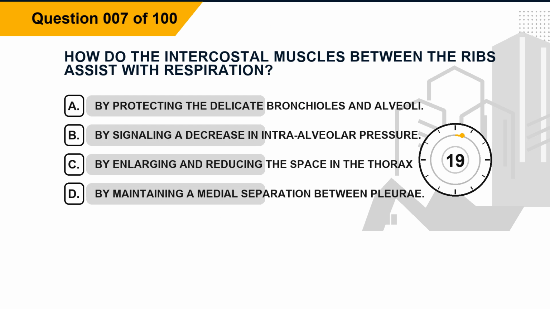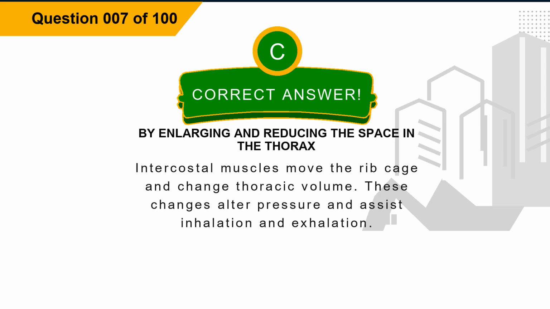Question 7. How do the intercostal muscles between the ribs assist with respiration? Option A. By protecting the delicate bronchioles and alveoli. Option B. By signaling a decrease in intra-alveolar pressure. Option C. By enlarging and reducing the space in the thorax. Option D. By maintaining a medial separation between pleurae. The correct answer is option C. By enlarging and reducing the space in the thorax. Explanation. Intercostal muscles move the rib cage and change thoracic volume. These changes alter pressure and assist inhalation and exhalation.